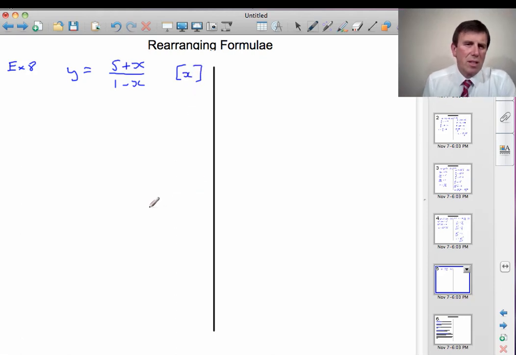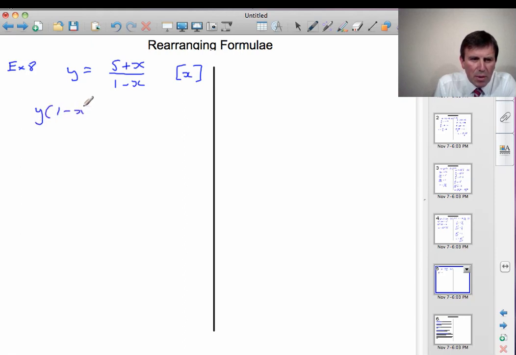Now this is our first example where the new subject occurs more than once in the equation. However, the first thing we do is get rid of the denominator. So multiply the equation through by 1 minus x. Need to put a bracket around it because I'm multiplying y by 1 minus x. And that will be equal to, well, what will be left on the right hand side is just 5 plus x. The denominator is now gone because we've multiplied through by it.